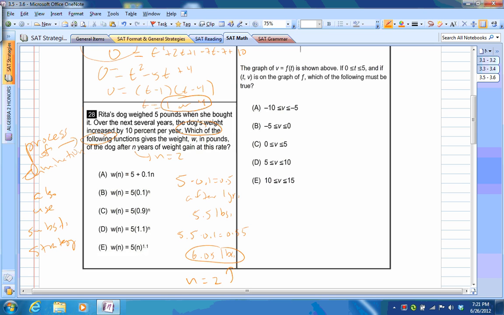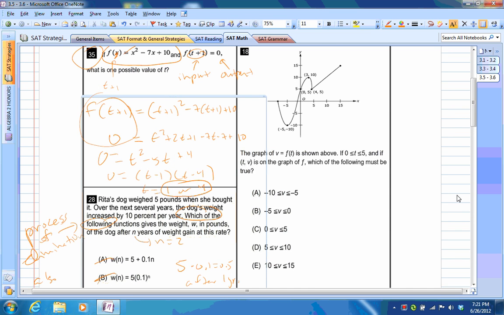If I plug in 2 into A, I get 5 plus 0.1 times 2, which is 5.2. That doesn't get me 6.05. If I plug in 2 into B for n, I get 0.5, that's out. If I plug in for C, I get 5 times 0.81, which would be, if you use a calculator, I think 4.05, that's out. D would look like a winner to us. If you work that out, you would get 6.05. E would not, so the answer has to be D. So we use function notation because we're replacing n with 2, but we're also using process of elimination and the substitution strategy at the same time.